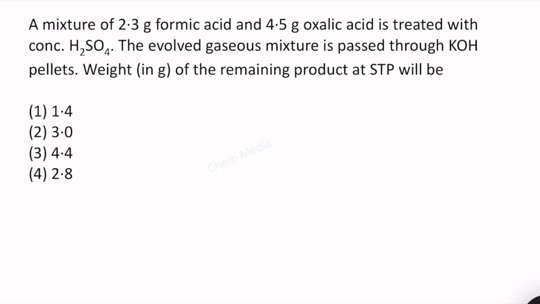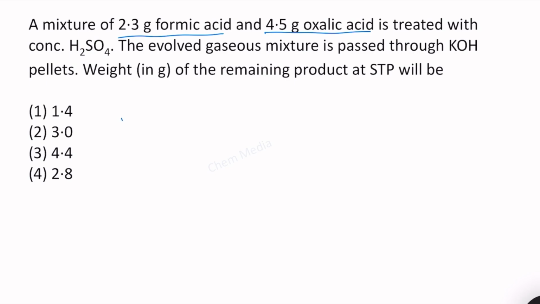Hello everyone, here is a tricky question from NEET 2018. A mixture of 2.3 gram of formic acid and 4.5 gram of oxalic acid is treated with concentrated sulfuric acid. The evolved gaseous mixture is passed through KOH pellets. Weight in gram of the remaining product at standard temperature and pressure will be how much?